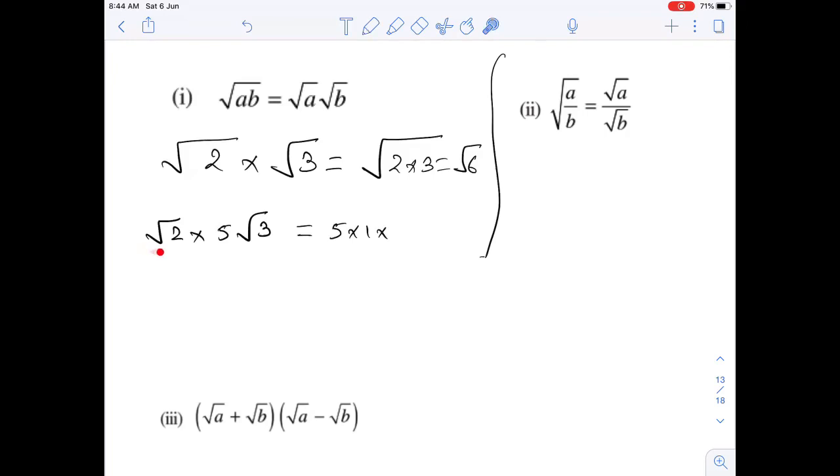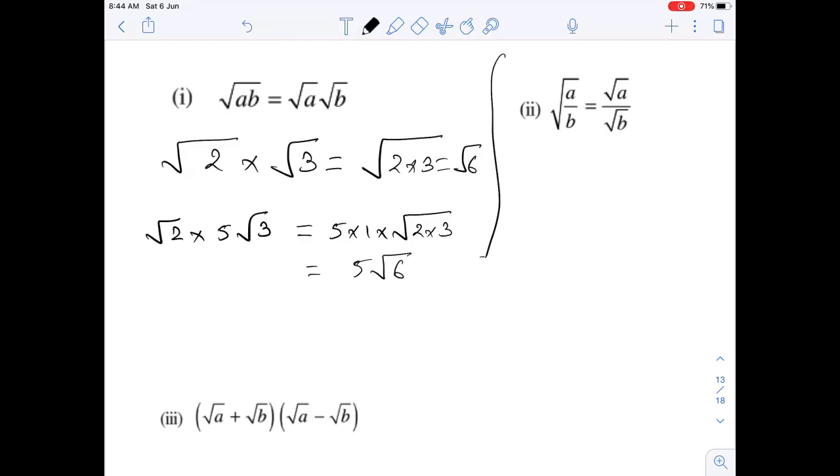Now this number and this number, that is root 2 and root 3, have the same root, so we will write them under only one root, so it will become 2 into 3. So now your answer will be 5 1s are 5, and root 2 into, sorry, 2 3s are 6. So your answer should be 5 root 6.